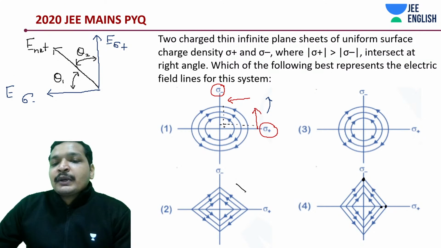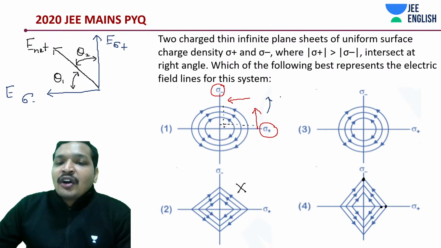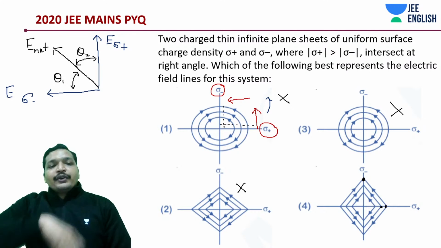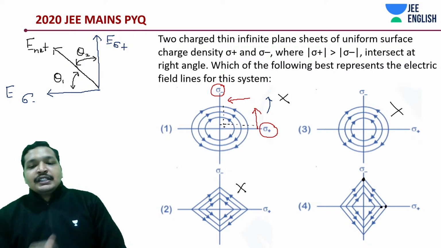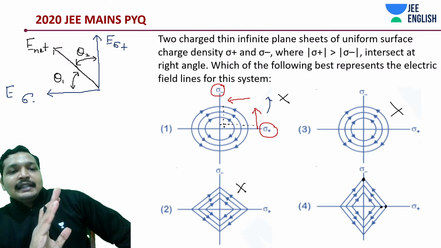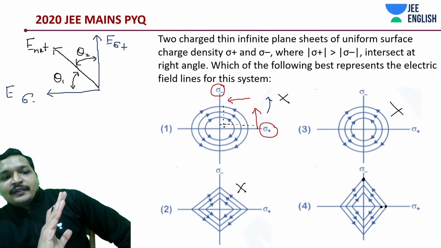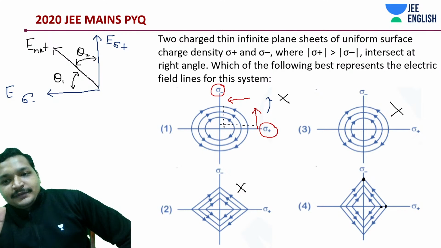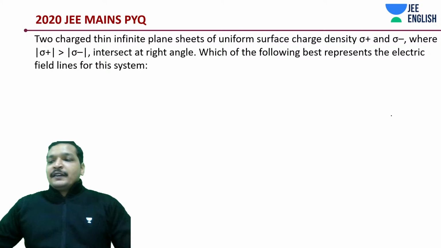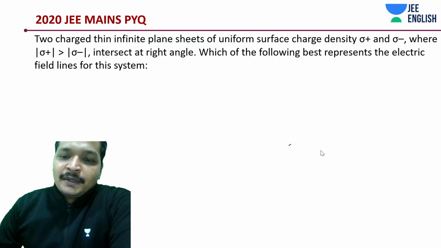This is like a square. This is not correct. It's not circular fields. This is wrong. The fields are not rotating like this. They have a definite direction. Simple as that. That is it. Okay. Now let's understand the question from, first of all, a conceptual perspective.